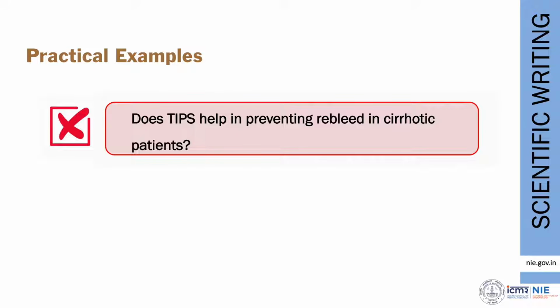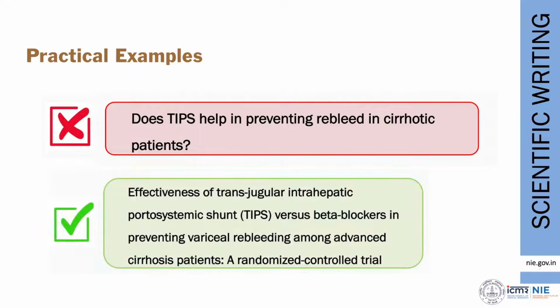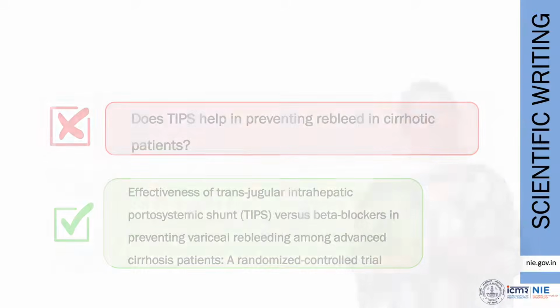So a better title would be: Effectiveness of Transjugular Intrahepatic Portosystemic Shunt, which is TIPS, versus beta blockers in preventing variceal rebleeding among advanced cirrhosis patients, a randomized control trial. So that brings us to the conclusion of the first objective of today's session, that is how to write a relevant title. I hope that now you understand what are the attributes of writing a good title, what are the do's and don'ts, and how you could refine certain titles that you are working on for your research work.